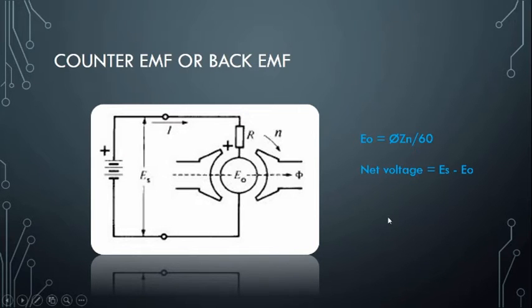Now why is this EMF called counter EMF? The reason is, when the EMF is induced in this armature, it is always in the opposite direction to the supply voltage, or the polarity always acts against the source voltage. In simple language, if the supply voltage is positive, the EMF induced in the armature will be negative, and that is why it is called counter EMF or back EMF.